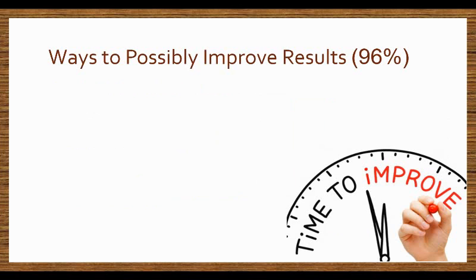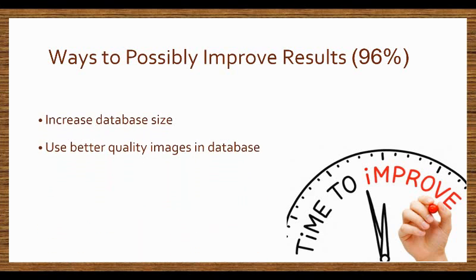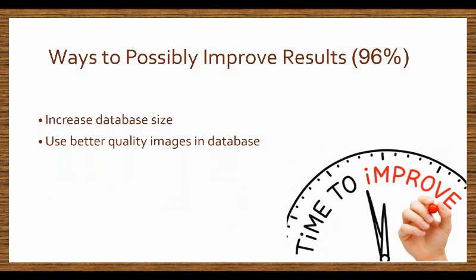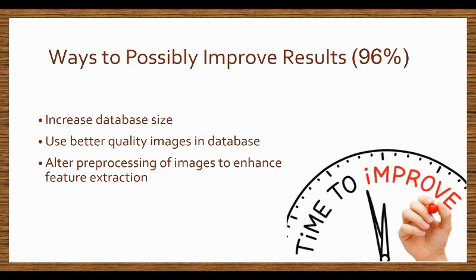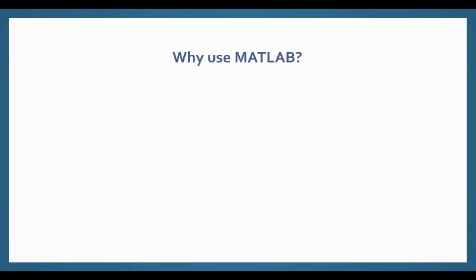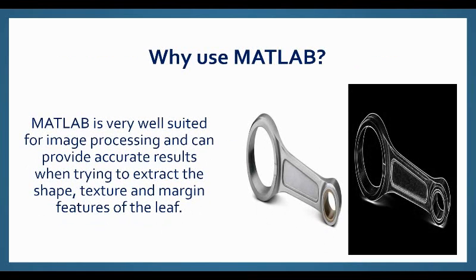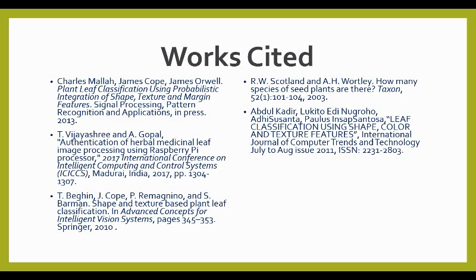Potential ways to improve the accuracy of the classifier discussed could include an increase in database size, improved image quality, or potentially using different types of filters when extracting features. The reason why MATLAB would be very useful throughout this classification process is because MATLAB is designed for image processing and could potentially extract the shape, texture, and margin features more accurately. Here are the sources that I used.